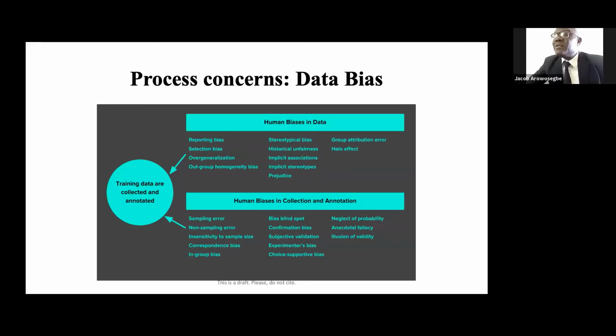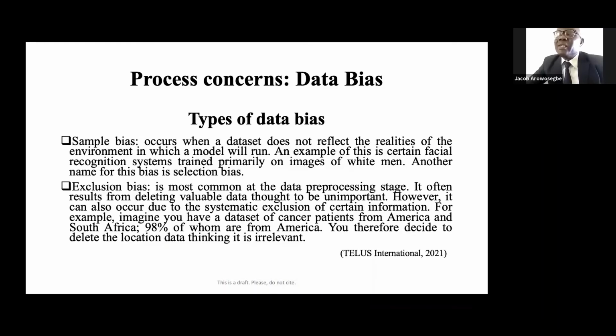Then I have a picture here which talks about this issue of data bias. Now, there are different types of data bias: sample bias, exclusion bias, measurement bias, recall bias, racial bias, observer bias, and then association bias. So I'll move on from that.